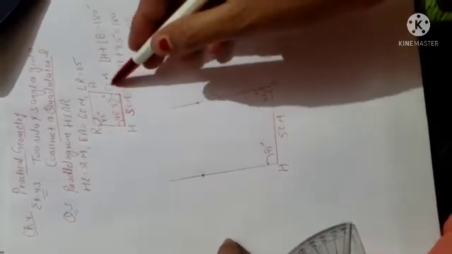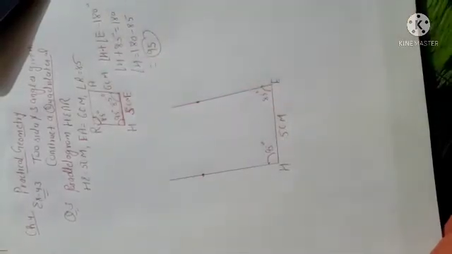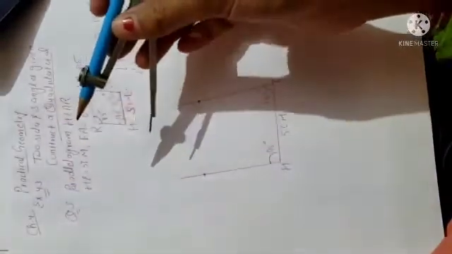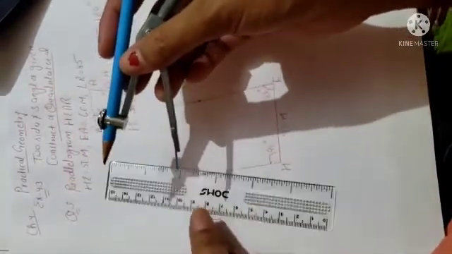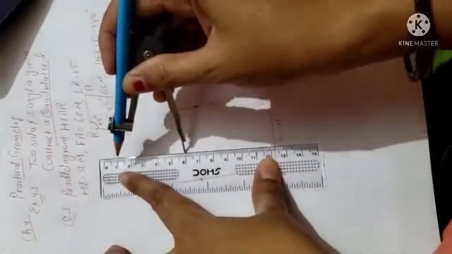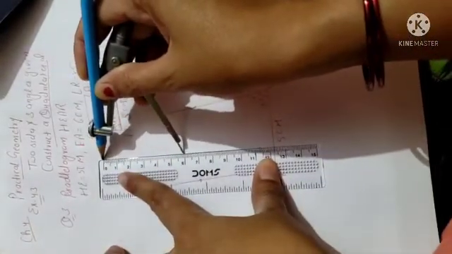Now beta, what is given? EA. Okay, length of EA is also given and it is 6 centimeter. Length of EA is 6 centimeter. Okay, so you can take a compass, and with the help of compass and ruler you will open your compass exactly 6 centimeter. So open it 6 centimeter like that.